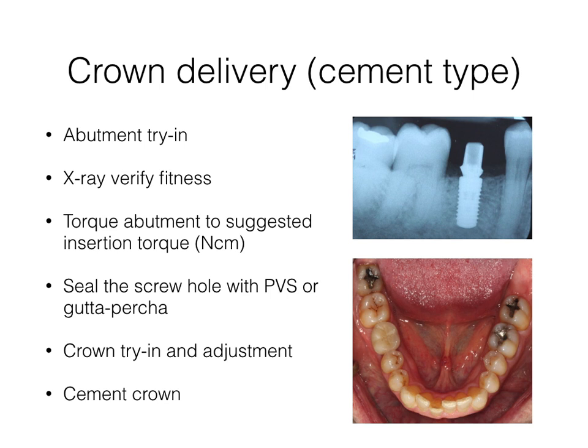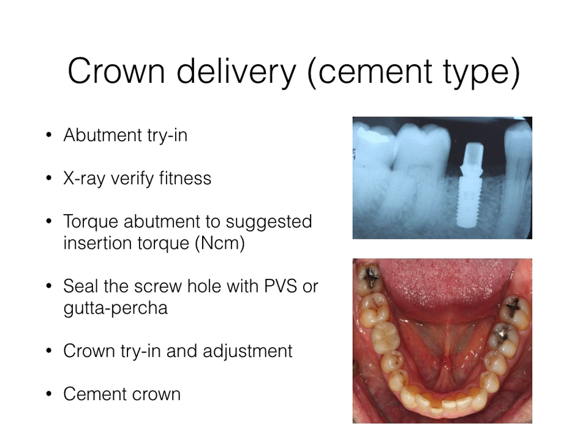After you verify the fit between the abutment and the implant body, you will torque the abutment to the suggested insertion torque. The suggested torque depends on the manufacturer's recommendations. After that, you will seal the screw hole with PVS or gutta-percha material.